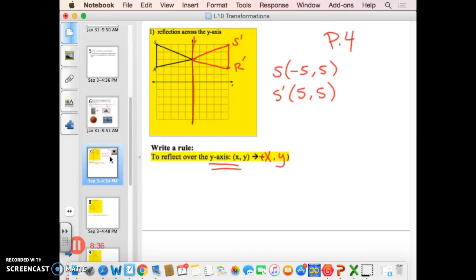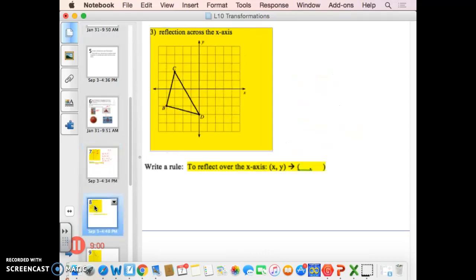And you'll notice the same thing happens with R. R was at -5, 2, and R prime you can see is at +5, 2. So our rule checks out. Anytime you reflect over the y-axis, the rule you follow is -x, y.